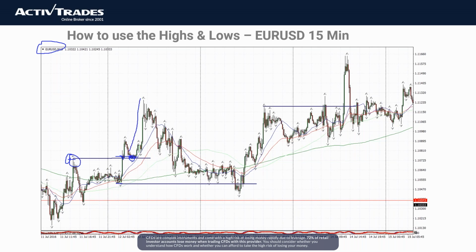Then if we look at the low of the day here, the low of that particular day, what we see is that price comes into the session above it, and then it dips beneath it. It dips beneath the low of the day, but then it reverses and fires its way all the way up, for the rest of the London into the US session.